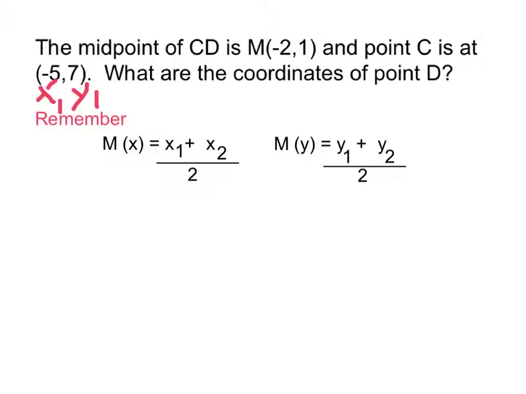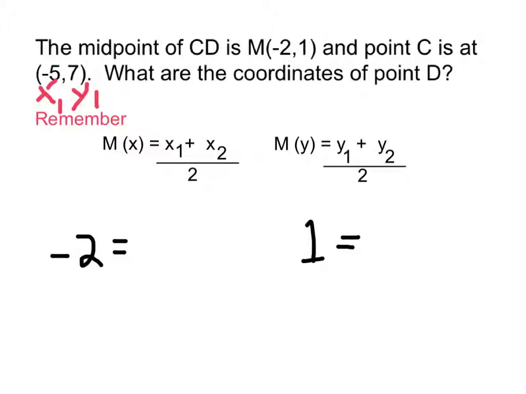Now, again, look up here at the midpoint. This is negative 2 for my x variable and 1 for my y variable. I'm just going to go ahead and plug that in. I have negative 2 equals, and my y is 1 equals. Then I have to plug in what else I know. The only other thing that I know is that my x is negative 5 and my y is 7 for my x1 and y1. My first point, furthest to the left, so I'm going to plug that in too.